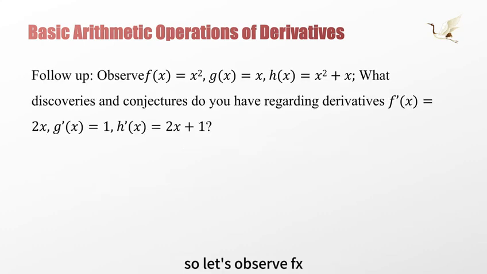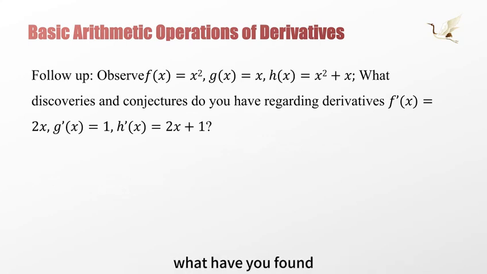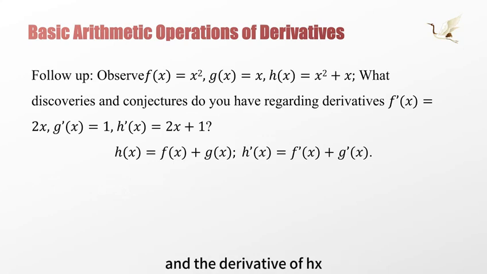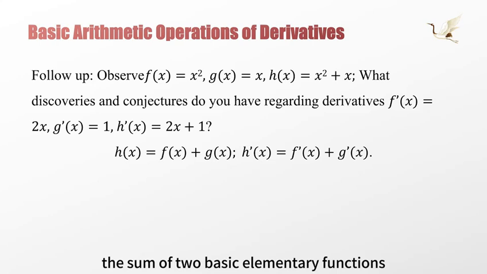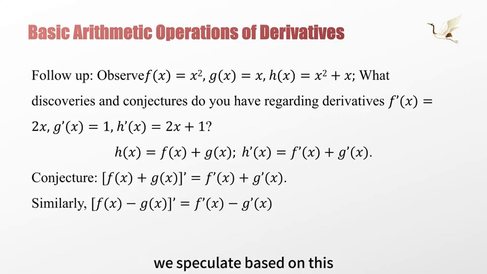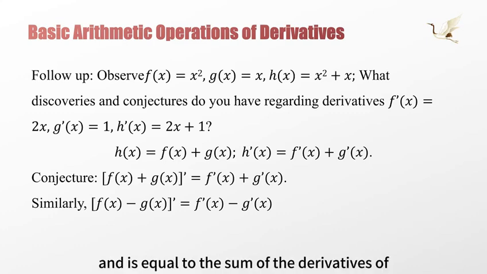So let's observe f(x), g(x), and h(x), and the derivatives of these three functions. What have you found? We will notice that h(x) is the sum of f(x) and g(x), and the derivative of h(x) is also the sum of the derivatives of f(x) and g(x). That is to say, h(x) is written as the sum of two basic elementary functions, and in fact, the derivative happens to be the sum of the derivatives of these two basic elementary functions. You can choose multiple sets of functions and try them out. Is this relationship established? We speculate based on this that the derivative of the sum of functions is equal to the sum of the derivatives of the two functions.